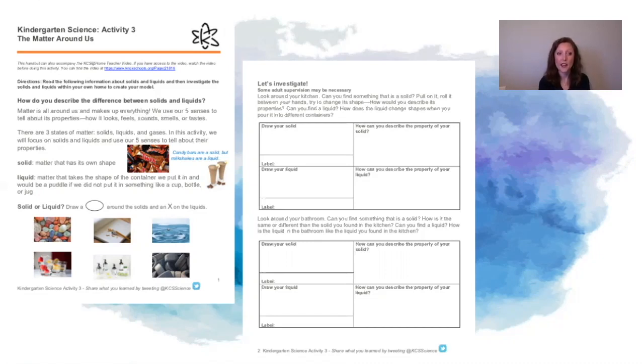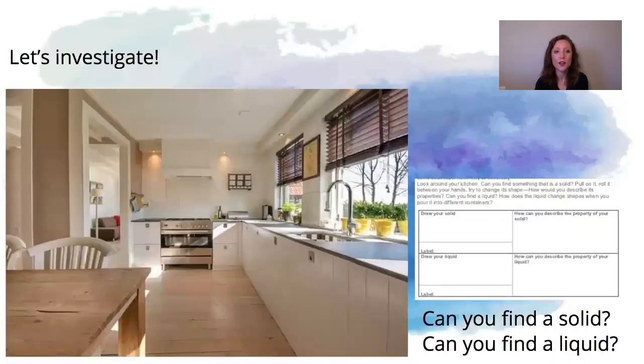Now, for this next part, we're going to do some investigating, and it's going to be your turn to really get up and moving and see what's around your house. I want you to go to your kitchen, and I want you to see if you can find something in your kitchen that is a solid. I want you to pull on it. I want you to roll it between your hands. I want you to try to change it. Or not change the whole thing, but change its shape. So how would you describe its properties?